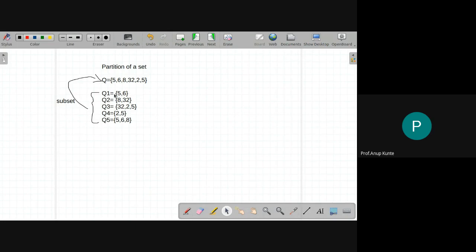Every element in Q2 is also element in Q. Every element in Q3 also element in Q. Every element in Q4 is also element in Q. That's good. Now, if I take this subset 5, 6, then this subset 8, 32, then this subset 32, 5, 2, yeah, 32 to 5. I should use a different number here. Understand, consider that this to be 9.